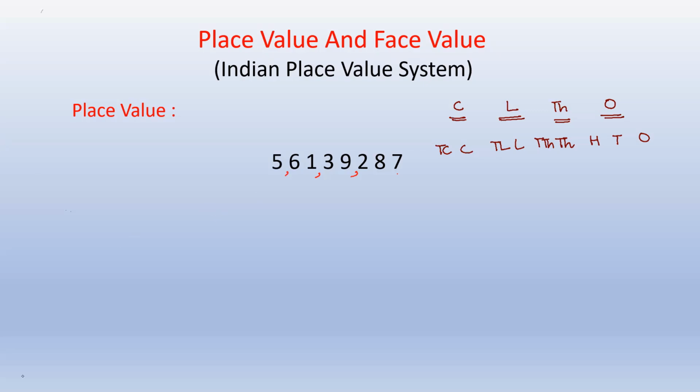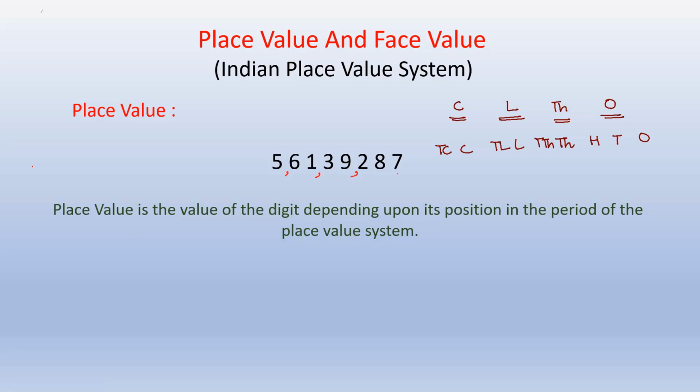Now, what is place value? Place value is the value of a particular digit depending upon its position in the period of that place value system. What does it exactly mean? Suppose I need to know the place value of, say, 3 in this particular number. What we do is look at its place in the period where it belongs in the place value system.